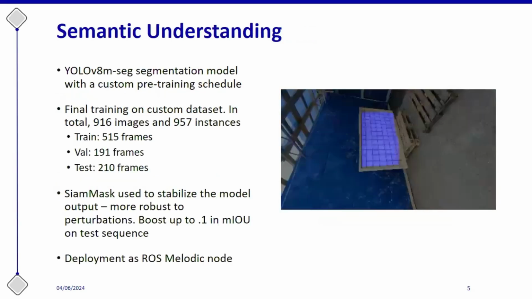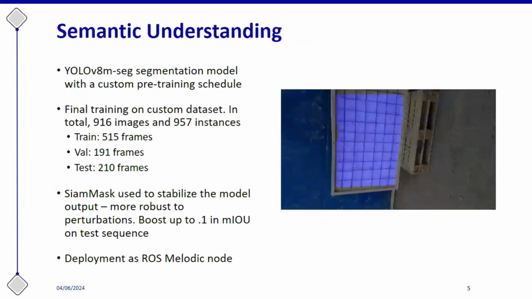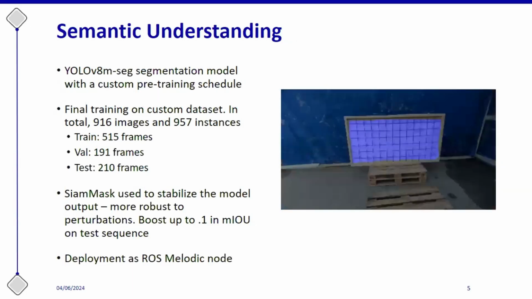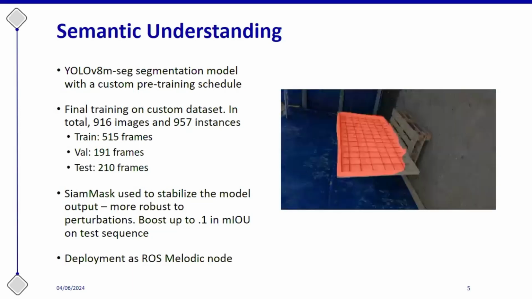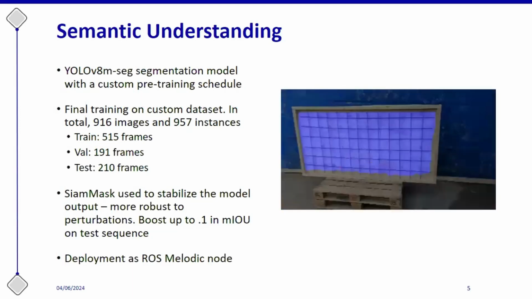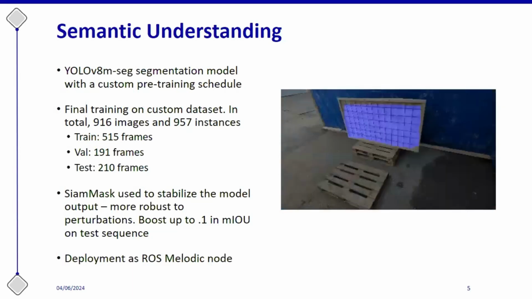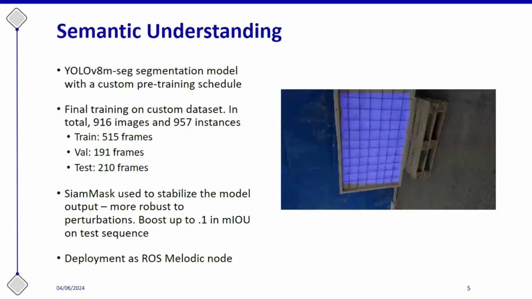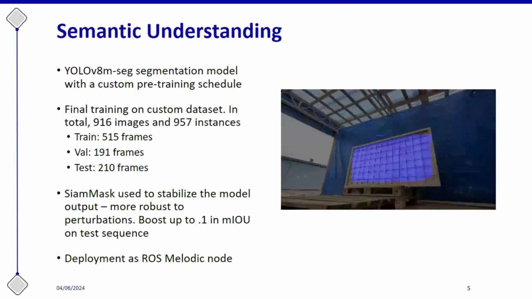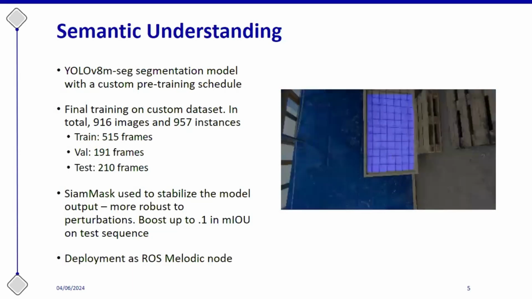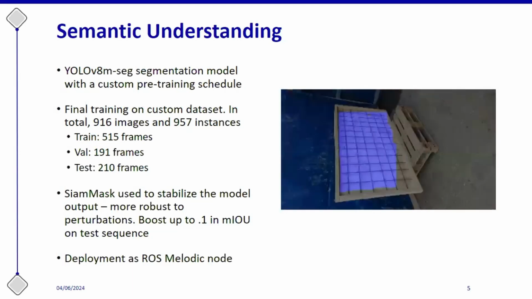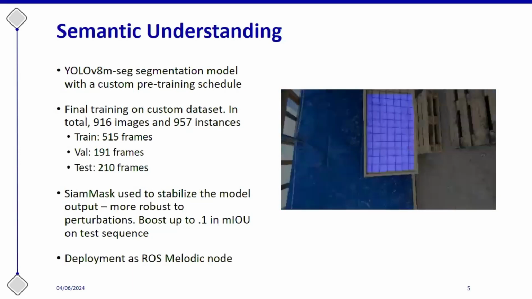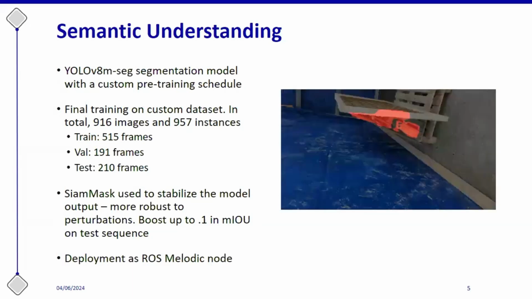I apologize for the GIF, it's a bit quick, but what we can see here is the output of a YOLOv8m-seg segmentation model, which we trained with a custom pre-training schedule. We trained it on a custom data set. It's a small data set, 916 images, in a very usual train, validation, and test split. What you can see here in red is cases where the segmentation model itself failed to provide an output.